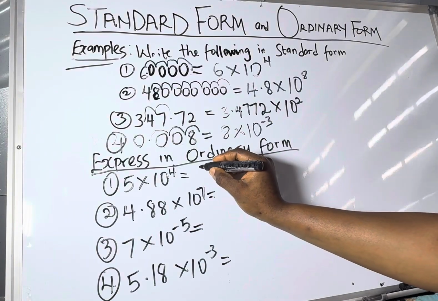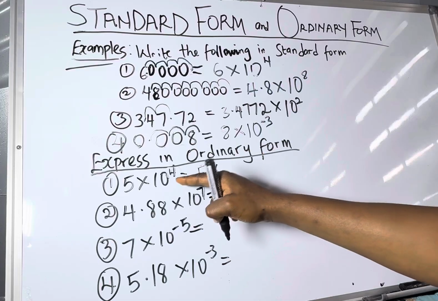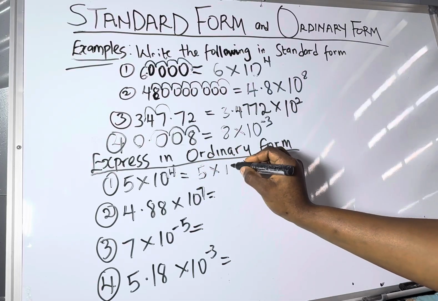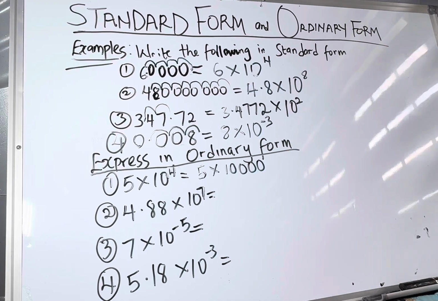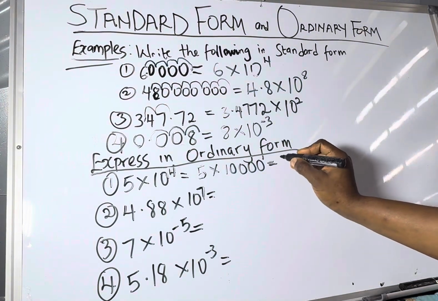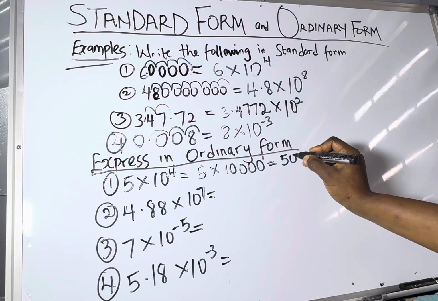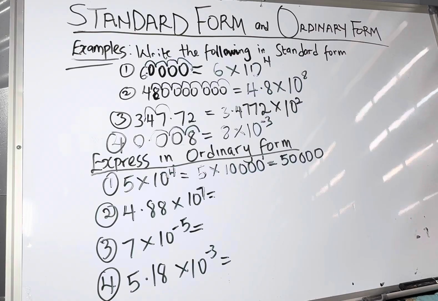5 multiplied by, that's 10,000. 10 raised to power 4 is 10,000. 5 multiplied by 10,000, which equals to what? 50,000. Example 2.